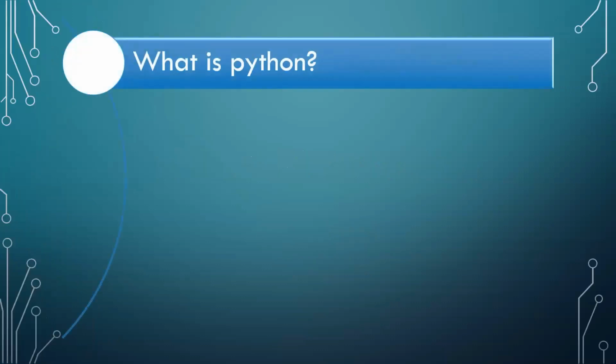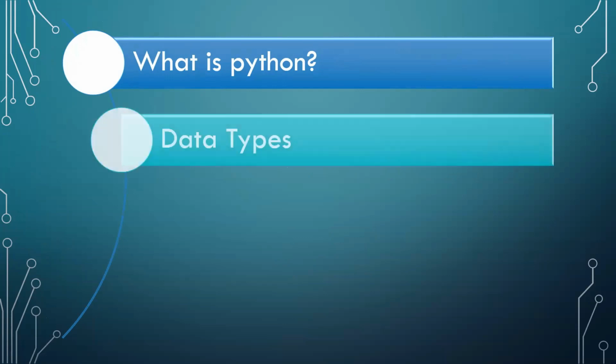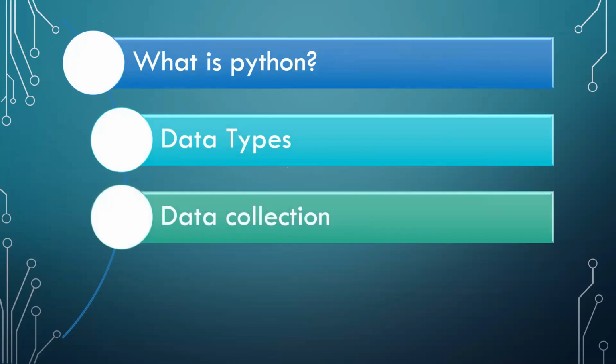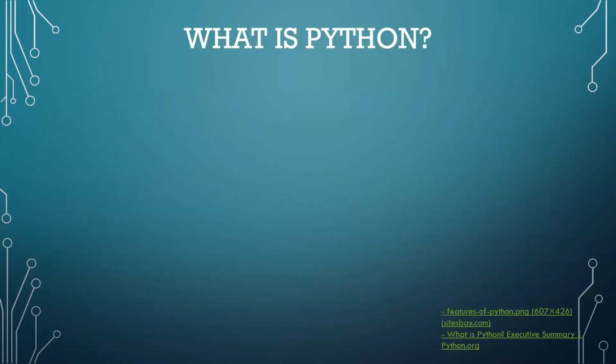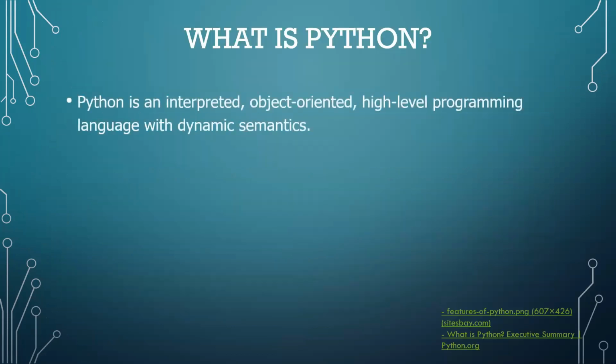I will start with what Python is and why Python, and then I will talk about the different data types in Python and the different types of data collection and the functions related to each data type. First of all, Python is an interpreted, object-oriented, high-level programming language with dynamic semantics.